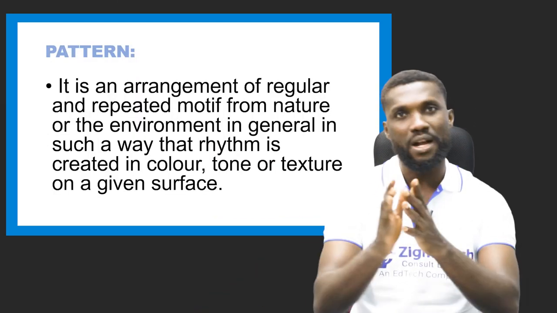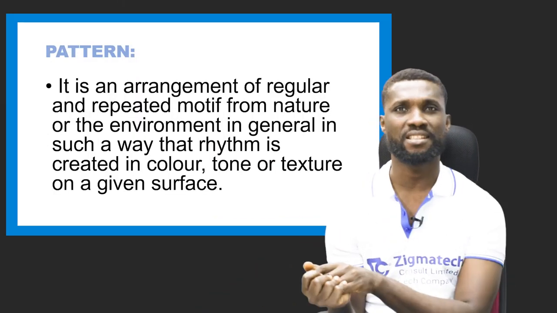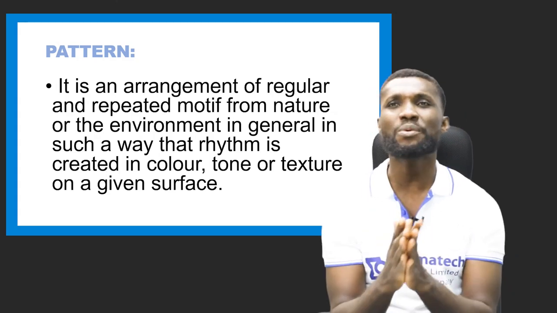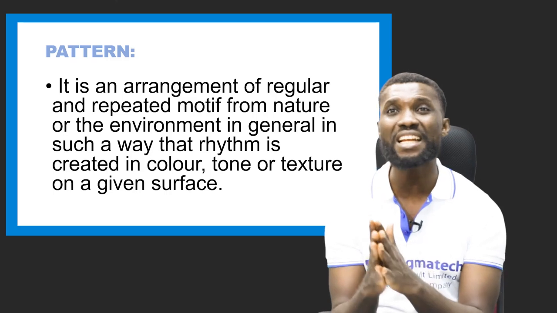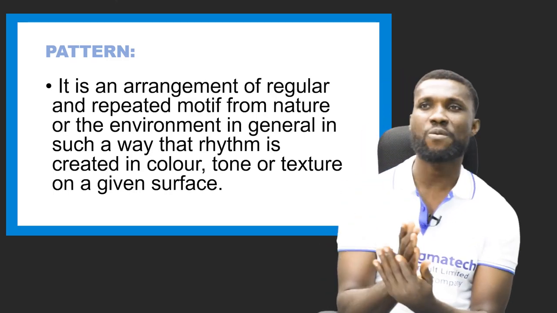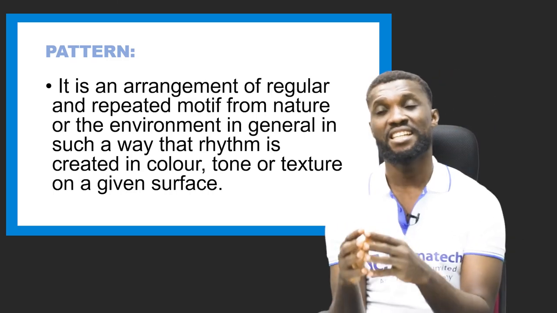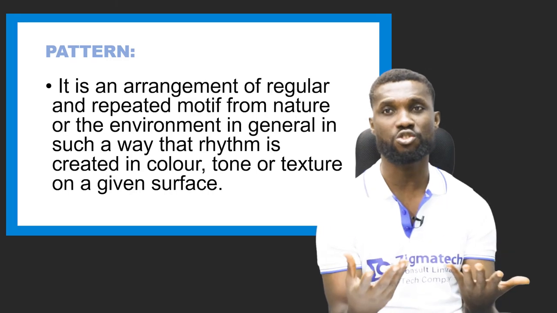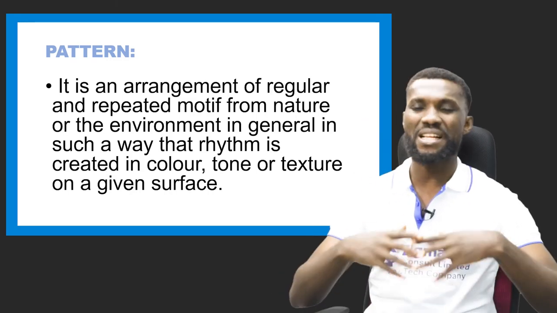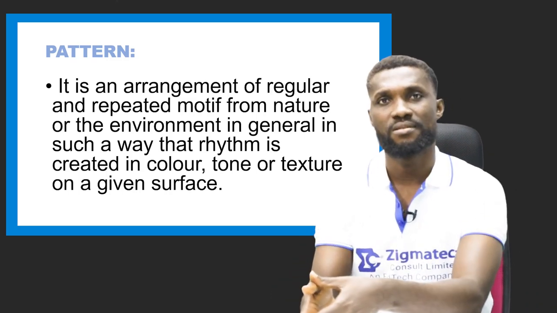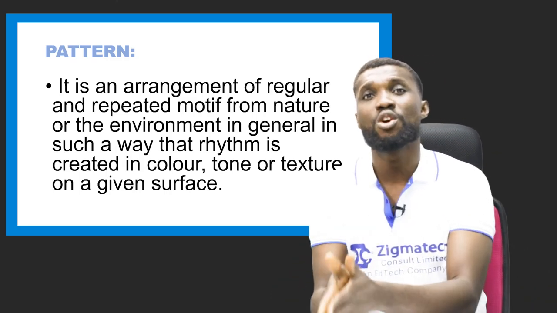All right. So now let's talk about pattern. Now what is pattern? Remember I told you motif is a single unit of a design. Now what is pattern? It is an arrangement of irregular and repeated motif from nature or the environment in general in such a way that it produces rhythm to create color, tone, texture on a given surface. Now pattern is the systematic arrangement of motifs of design. The systematic arrangement of motif of design.